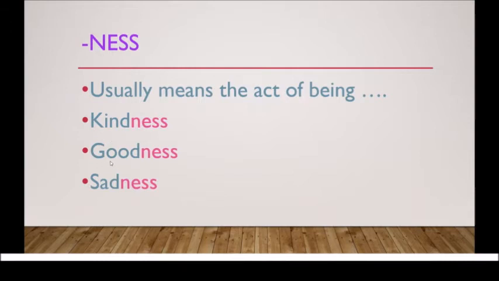Then we have the word goodness. Good means someone is good. So when you add the suffix ness at the end of the word, where is the base word here? The base word, or the main word, is good, and after the base word comes the suffix. A suffix is a group of letters that comes at the end of the word to make a new meaning. So here the new meaning for goodness is the act of being good.